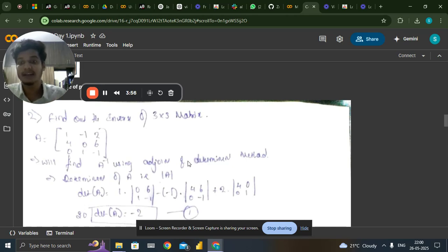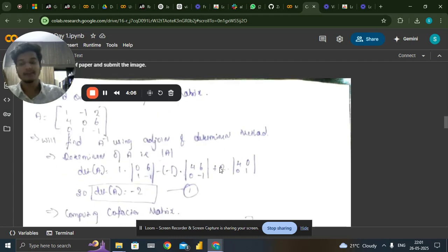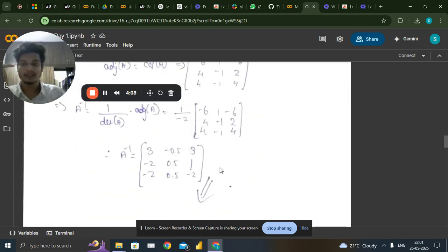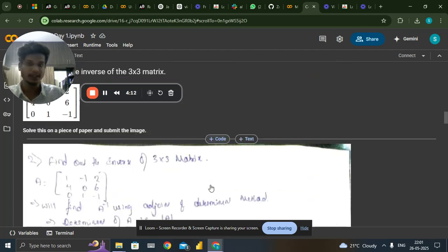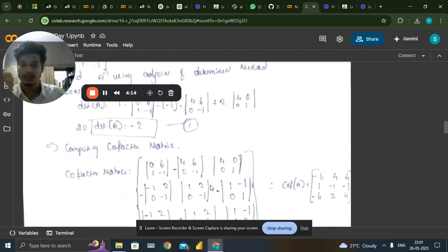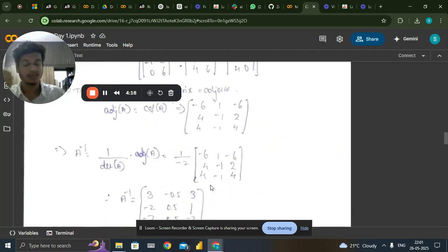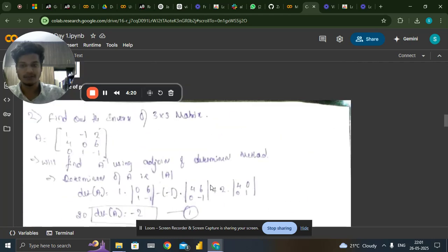So here we need to find the A inverse of the given matrix A. How will we do it? We have the formula: A inverse is 1 by determinant of A into adjoint of A. So first we need to find the determinant of A, and after that we need to find the adjoint of A.